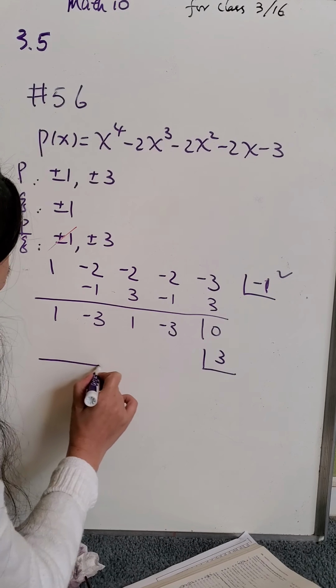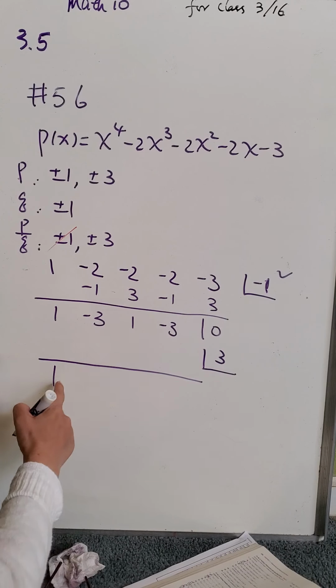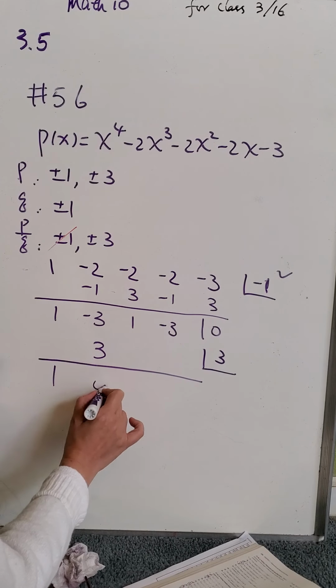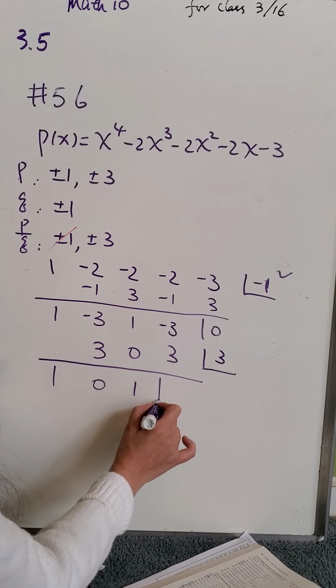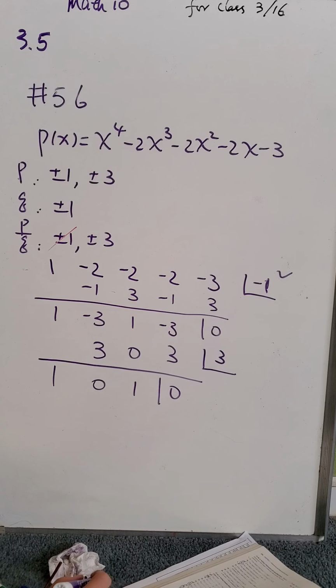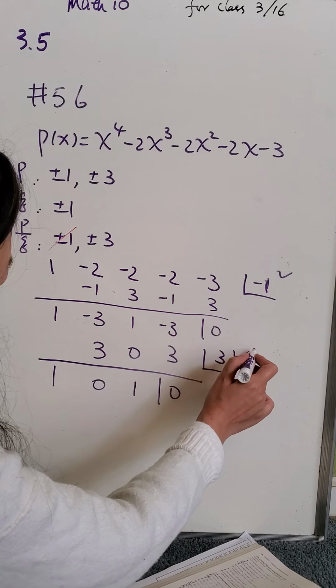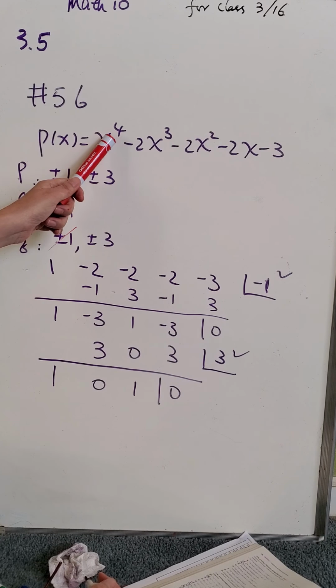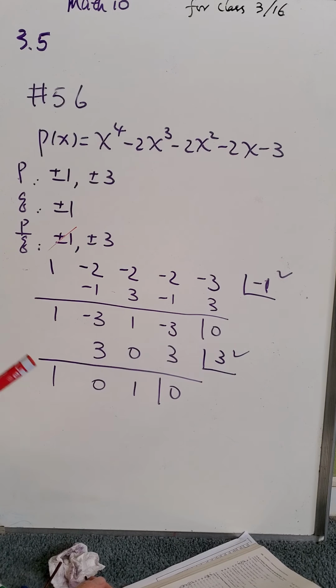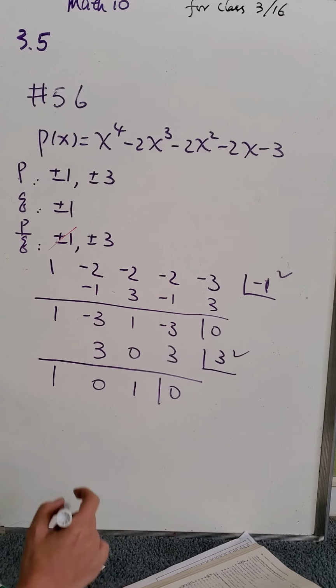And so I go 1. 1 times 3 is 3. So that's a 0. 0, 1, and 3. And that's a 0. So this one works. So I know these two are solutions. Now there are more solutions because of degree 4. That means I have 4 solutions, right? So other solutions will come from here, okay?